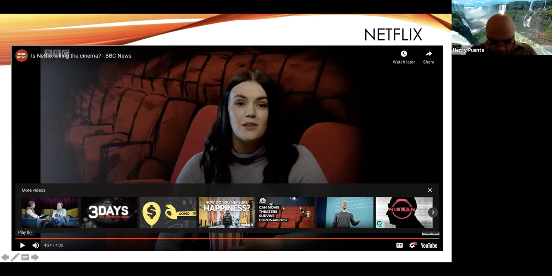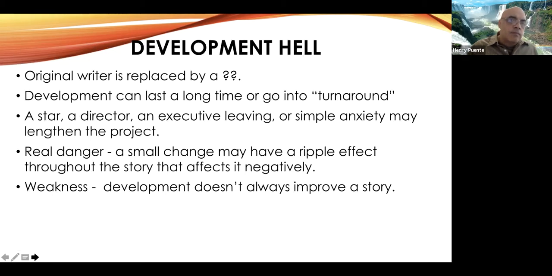As a matter of fact, Netflix is considered to be, well, last I checked, the most valuable company on Wall Street, even more valuable than Disney. Of course, we'll see what happens after Disney Plus really takes off, in which case I think Disney will probably pass up Netflix again. But anyways, so, development hell.